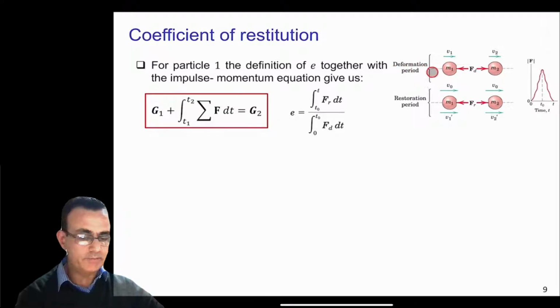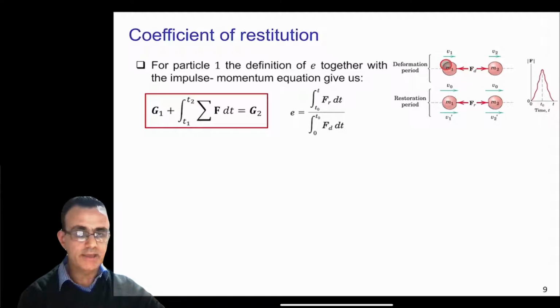So during the deformation period, you have this Fd, which is the deformation force, and then during the restoration period, you have this diagram. So the forces between the two particles is Fr. Now, if you consider this as a whole system, then Fd and Fr on both particles are exactly the same. So this means that Fd on this particle and this particle are the same and equal and opposite. So there will be no overall external force here. So that will cancel each other.